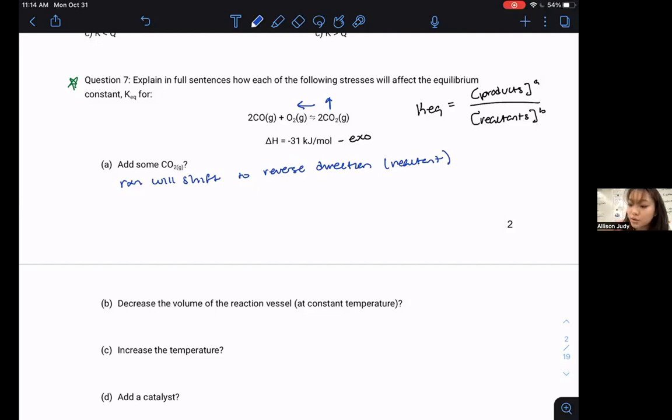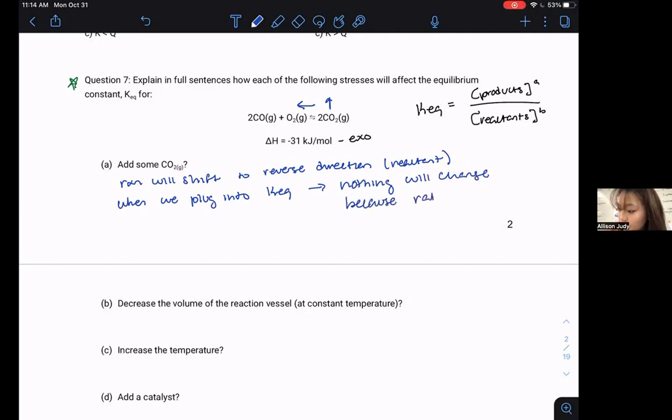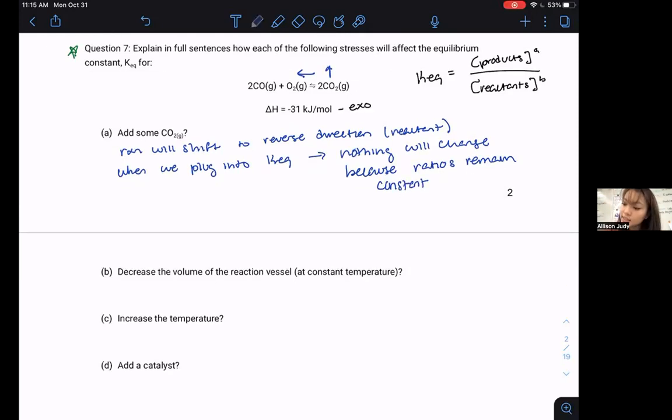So what happens though is when we plug into the KEQ expression, nothing will change because the ratio remains constant between product and reactant. Okay, the ratio will remain constant. All right, so in the end, the answer is, let me highlight it, nothing will change. KEQ will not be affected.